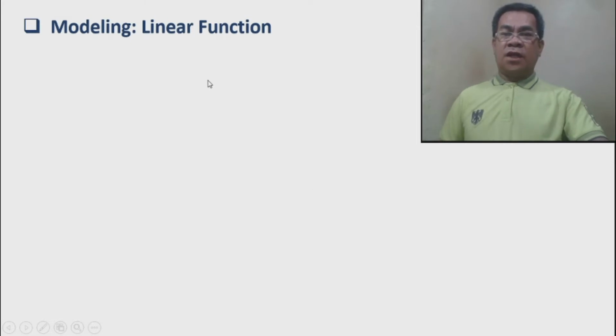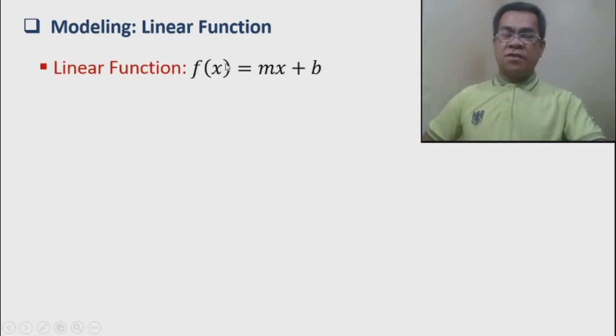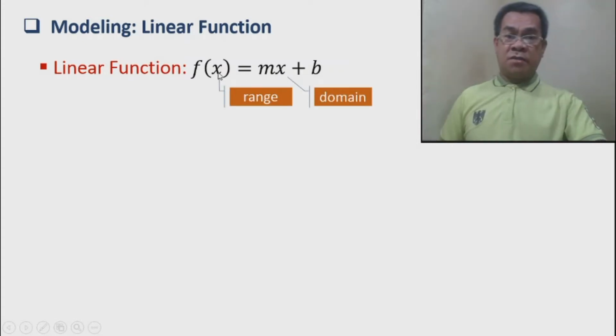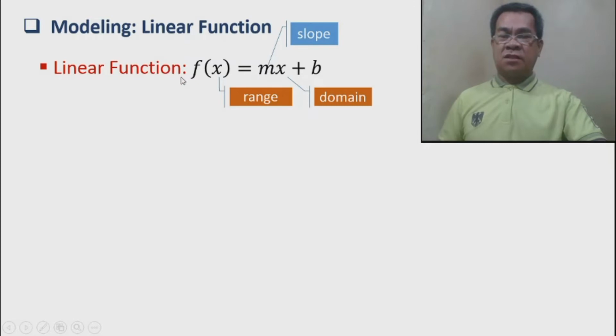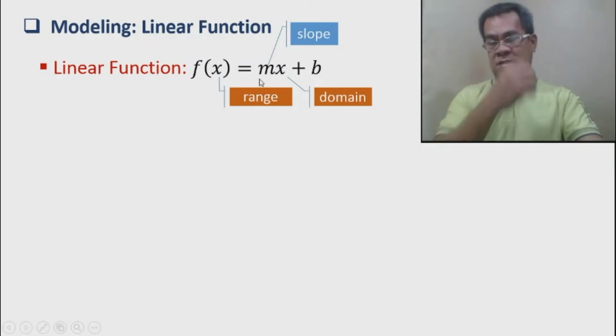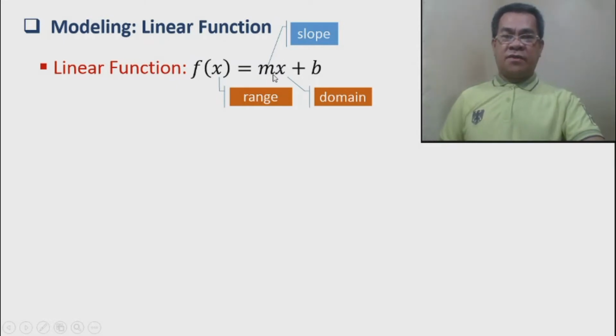Okay, modeling linear function. The linear function is in the form of f(x), or the function of x, equals mx plus b, where x is the domain and we have the range as the function of x. So this f(x) is actually the y value, or the range, and x is the domain. m is the slope of the line, because for a linear function the graph is a straight line, so we have the slope. The slope is assigned to be small letter m, and this is the coefficient of the first degree variable, because when you say linear, the highest degree of the variable should be 1. And the variable is the domain.